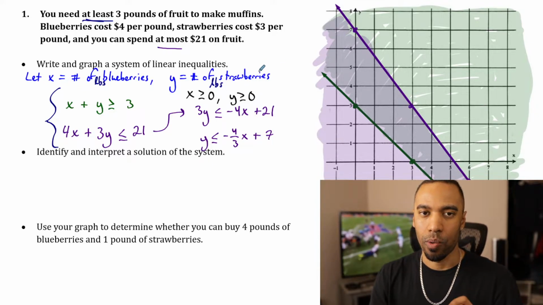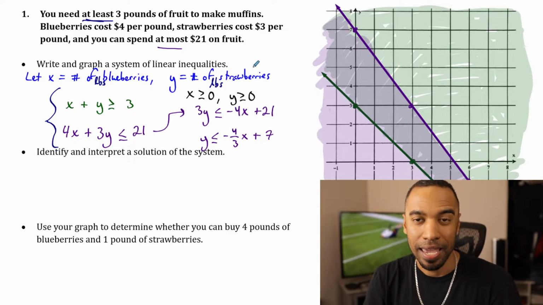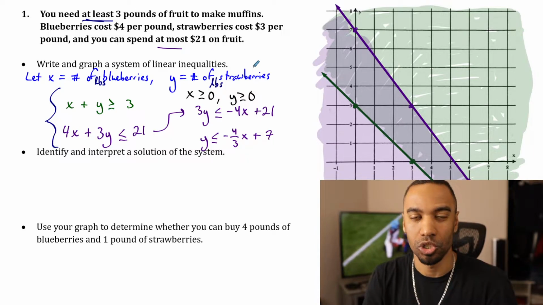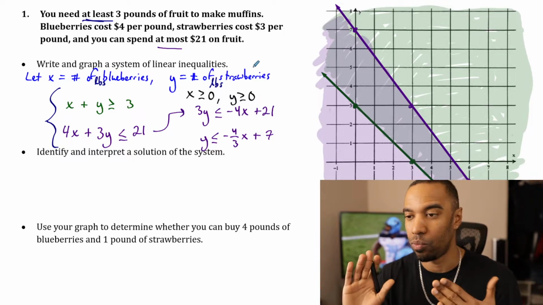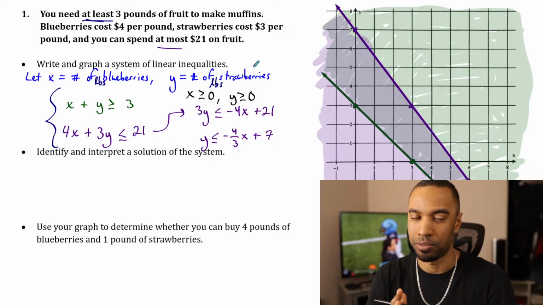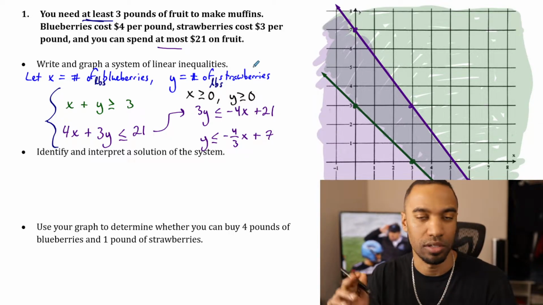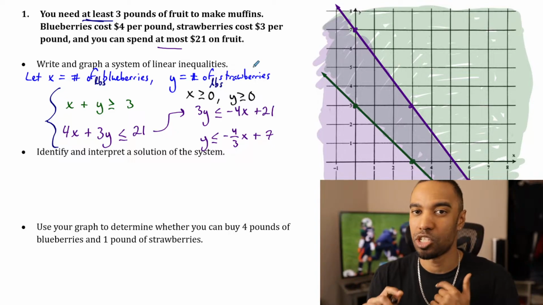These implied inequalities tell us this. We can't buy negative amounts of blueberries and strawberries. We just can't. And we can buy 0, meaning we can buy maybe all strawberries and we might be able to still exceed 3 pounds and still spend under $21 and things like that with buying 0 blueberries. We can do that, but we can't spend negative.